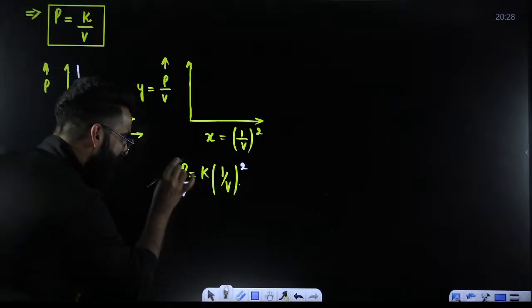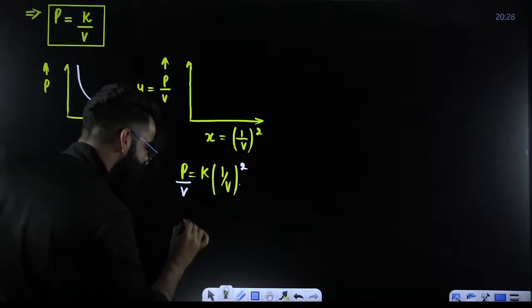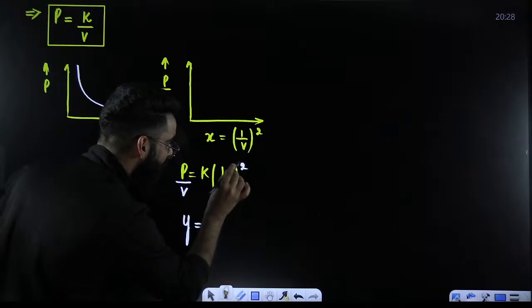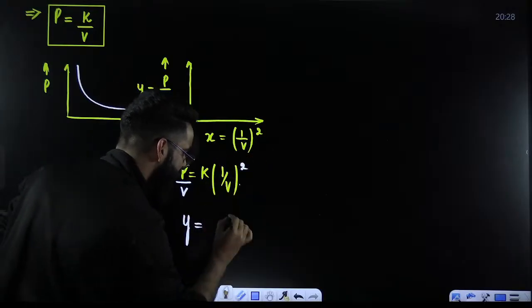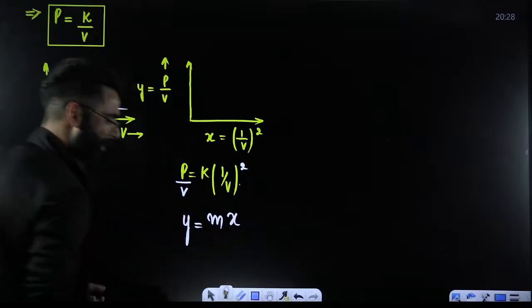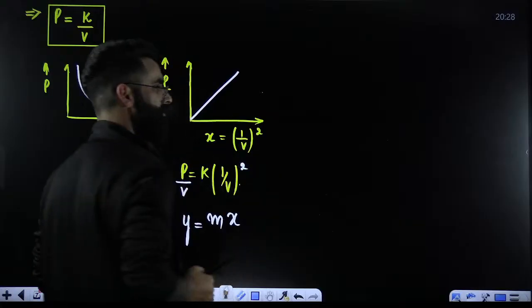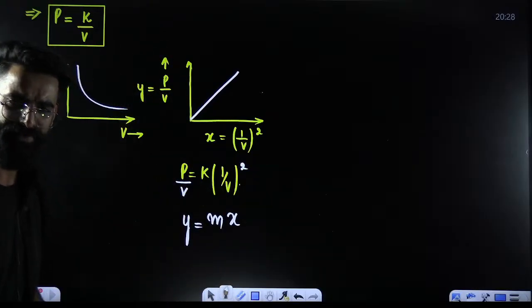This P by V, you are plotting along y-axis. So instead of P by V, I'm writing y is equal to 1 by V square. 1 by V square, you are plotting along x-axis. So instead of this 1 by V square, you are writing x. This K is basically your M. Y is equal to mx. You know it already. It's a straight line passing through origin. Done and dusted. Perfect, people.